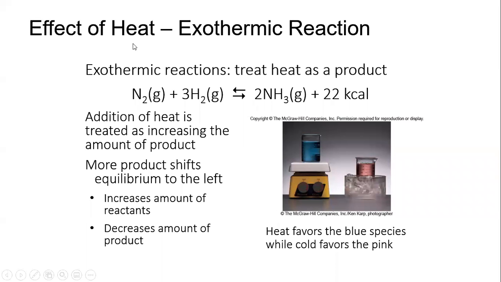So the other way we can disturb equilibrium is by affecting heat, aka increasing or decreasing the temperature. And so here we have this reaction involving the synthesis of ammonia. Now this is an exothermic reaction. This was touched on in the last lecture, but exothermic means it releases heat. And so when you see heat as a product, it's exothermic. Now the way you think of the effect of heat is thinking of heat as a reactant or a product.